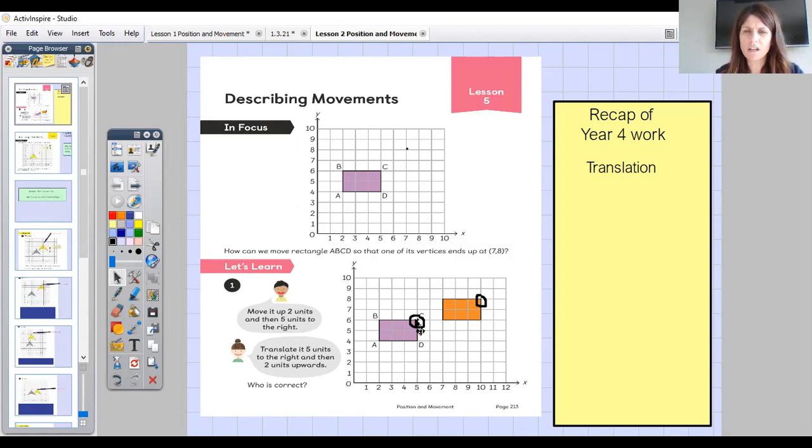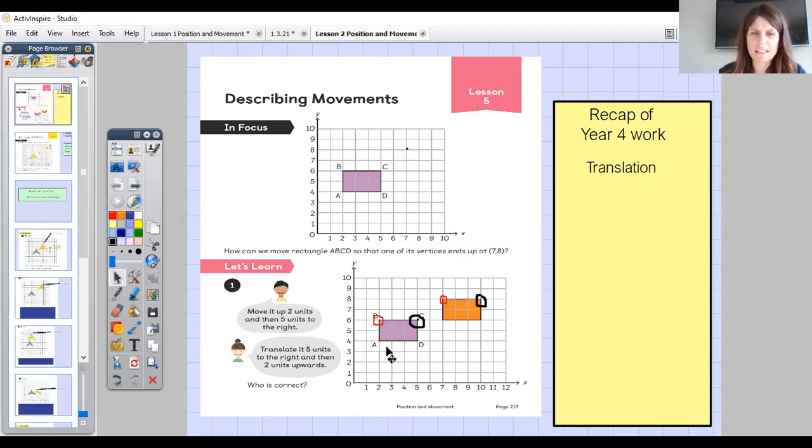And by moving just that vertex C, you'll see that all of the other vertices are plotted in the same way. Let's have a look then at B. Let's see if we follow the same thing. So does it end up here if I do 5 to the right and 2 up? Let's do it together. 1, 2, 3, 4, 5 to the right and 1, 2 up. And there it is in our new location.